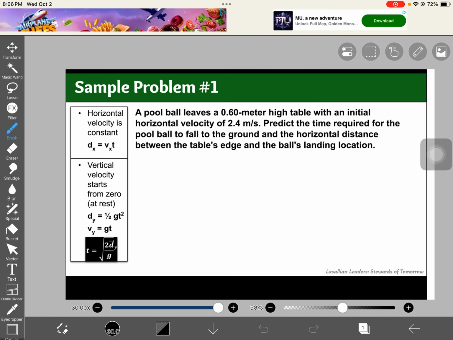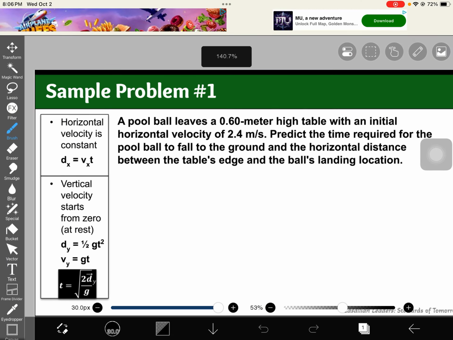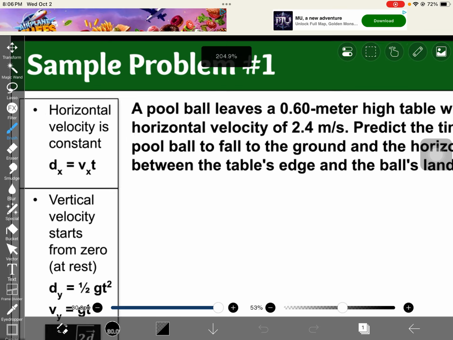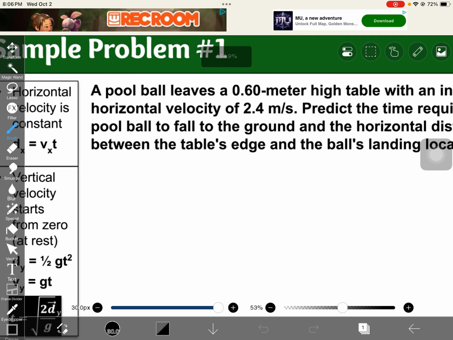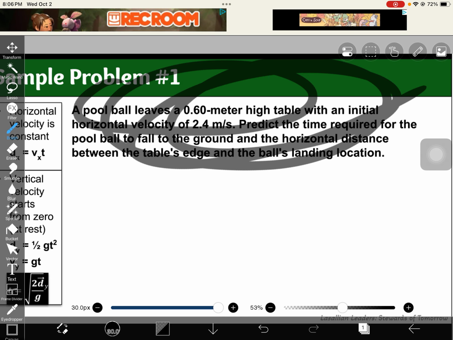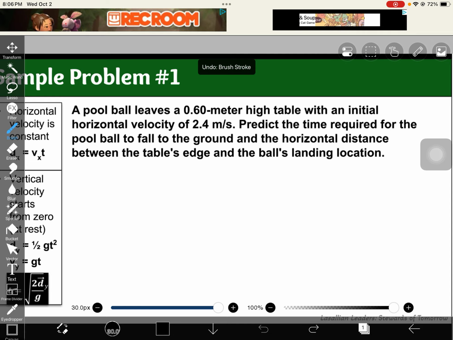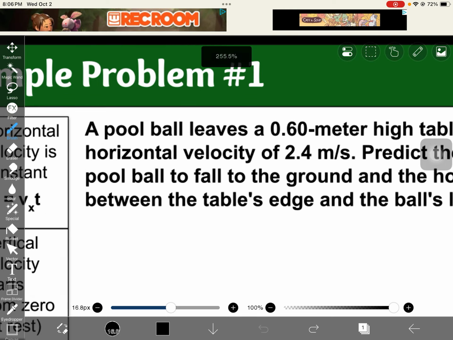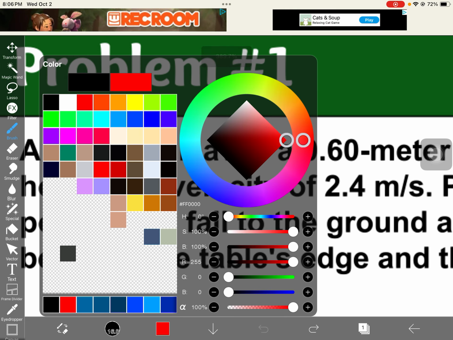Hello. I'll be showing you how I solved this problem. So okay, let's get to it. The first thing I do is identify what we have here, what it's asking for. First, we have to see what's given.